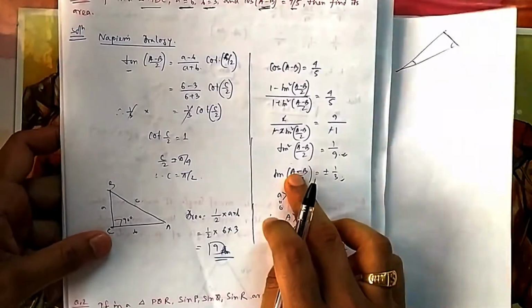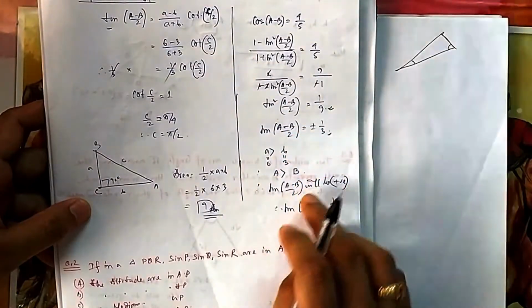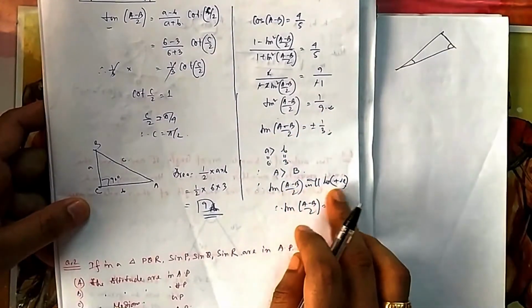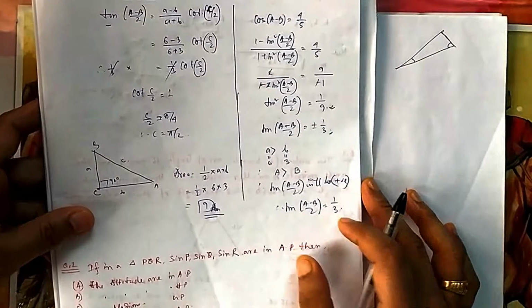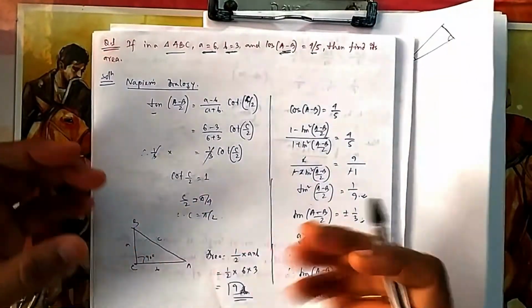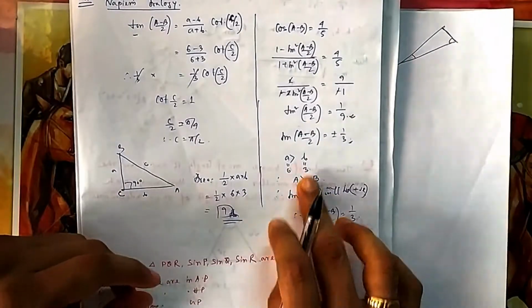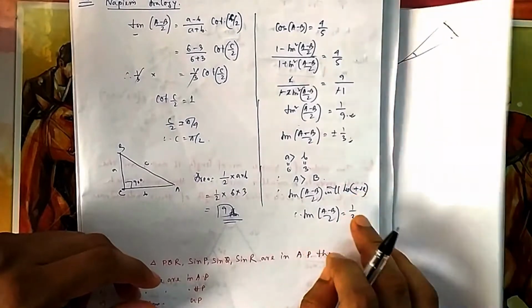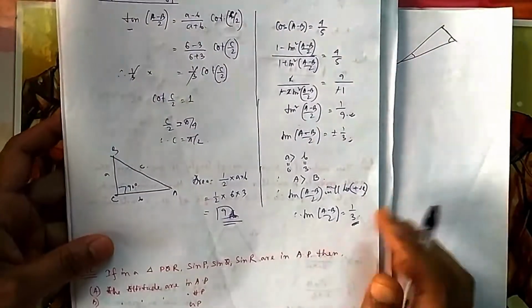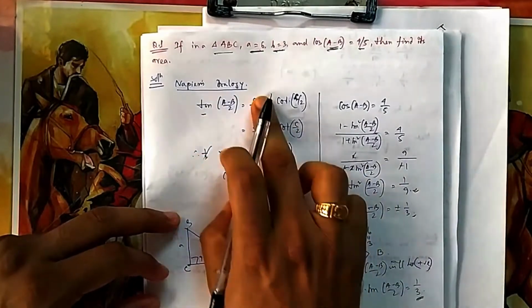That means A minus B should be positive. If it is positive, then tan should be positive, because A and B are angles of the triangle only, so it cannot go to the second or third quadrant; it will remain within 180 only. So A minus B will remain in the first quadrant. So tan((A minus B)/2) will be plus 1 by 3. You have to be very careful, either it will be plus or minus in trigonometry. So it is plus 1 by 3.